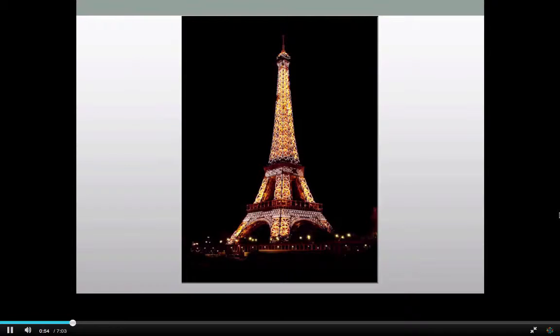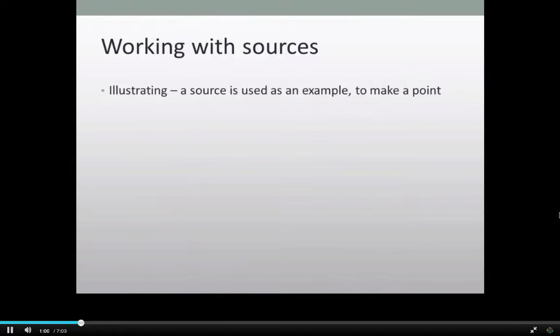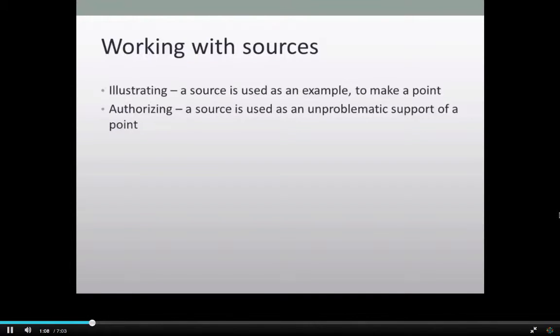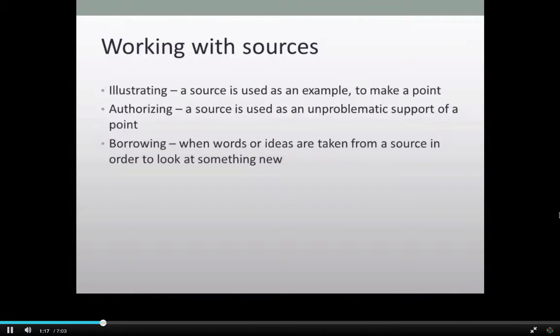To make this point even clearer, let's briefly outline the four basic ways we can make sources speak in our writing. First, we might use sources for illustrating a point. This is when a source is used as an example. We also might use sources to authorize. This is when a source is used as an unproblematic support of a point, that is, as general evidence. We also might borrow a source. That's when we take words or ideas from another source and use them to look at something new.